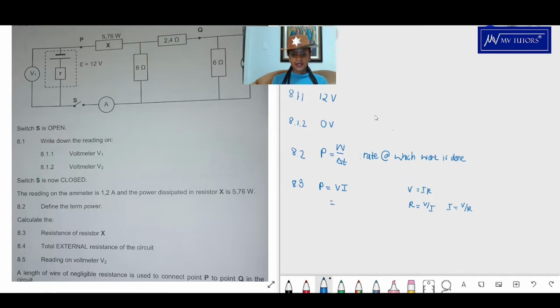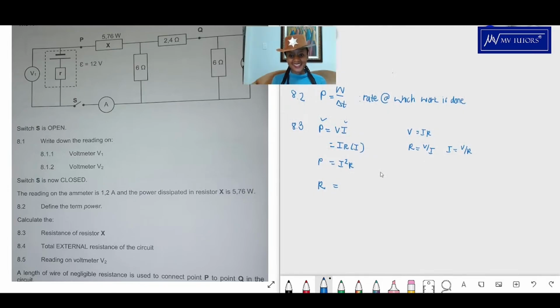Thing is, I have power already. I have the current. Oh, I'm complicating my life. Why am I confusing myself? This voltage here, I can write it as IR, actually. Sorry, for a moment there, I was like, what am I doing? Let me not complicate my life. So basically, I squared times R, because I'm looking for the resistance. If I put everything in terms of R, you're getting lost in your own calculation. Sorry about that. So R would be P over I squared.